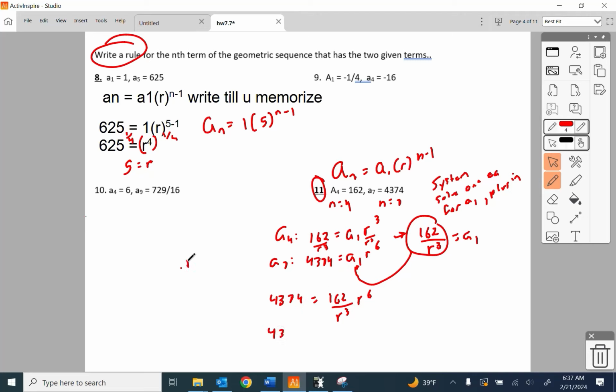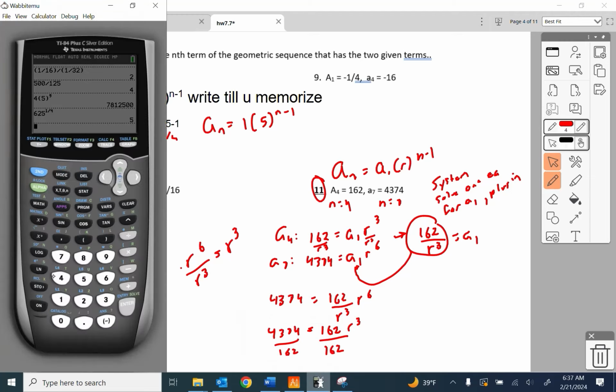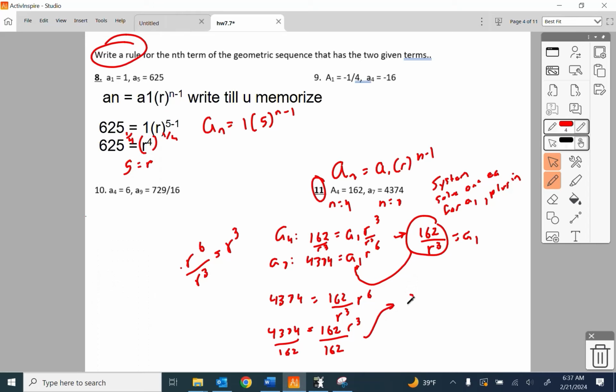Now, when I divide like terms, I subtract exponents. So 4374 equals 162 r cubed. I'm going to divide out my 162. Check myself too, because it's pretty early in the morning. You can look down there at the clock, 6:37. 27. 27 equals r cubed. And again, the opposite of cubing is cube rooting. You can use exponents if you want. But the cube root of 27 is 3.